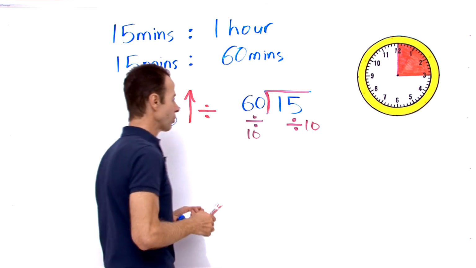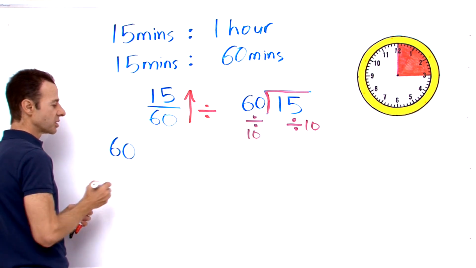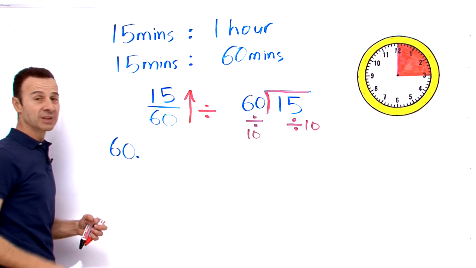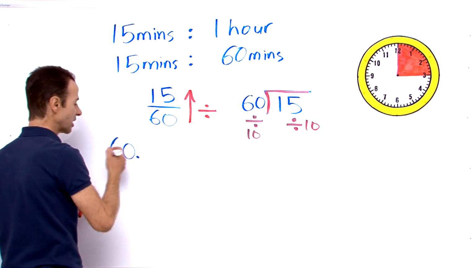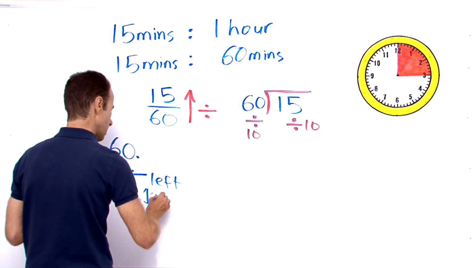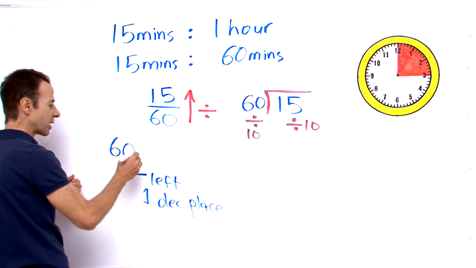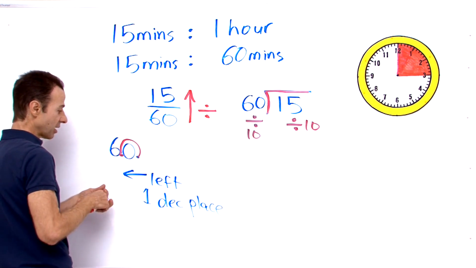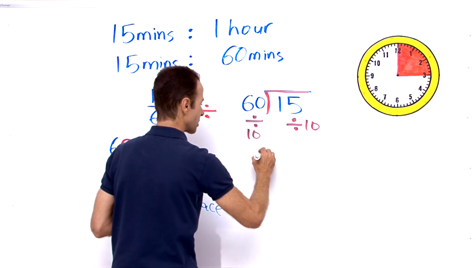So when we divide by 10, what happens? We've got 60, a whole number, a whole 60. The decimal place is there, it's actually invisible. And if we divide by 10, it's got 1 zero, so we move the decimal place to the left 1 decimal place. So let's move to the left 1 decimal place. So it goes there, so it's 6.0. In other words, it equals 6. So that turns into 6.